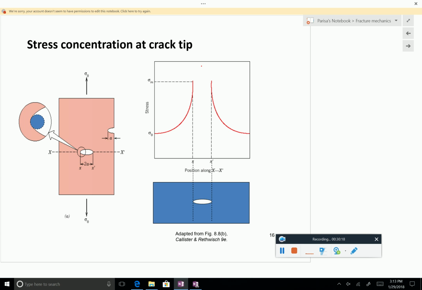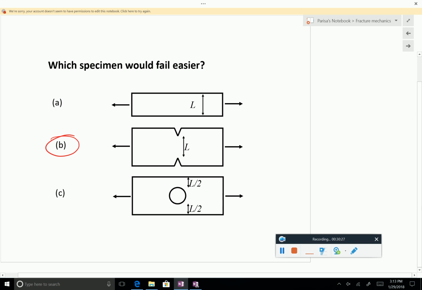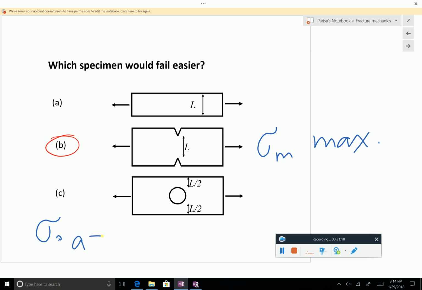And we need to learn how to calculate it because we want to prevent failure. So that's what we want to do. We want to know what is the maximum. And last time we did this little quiz, and we looked at these three different cases, and you can calculate again for yourself that sigma 0 is the same for all three. But here, because the radius of curvature is much smaller than here, sigma m is going to be the largest. And because of that, this is going to fail. Sigma 0 is the same for all three. It's super hard to write with the finger.